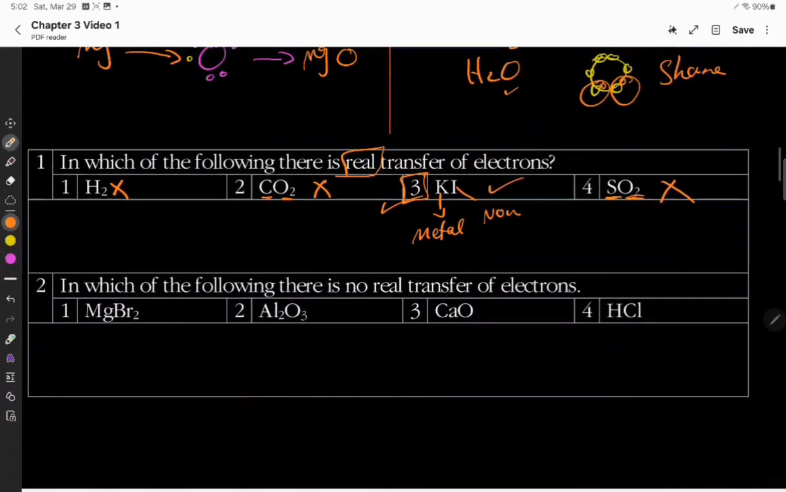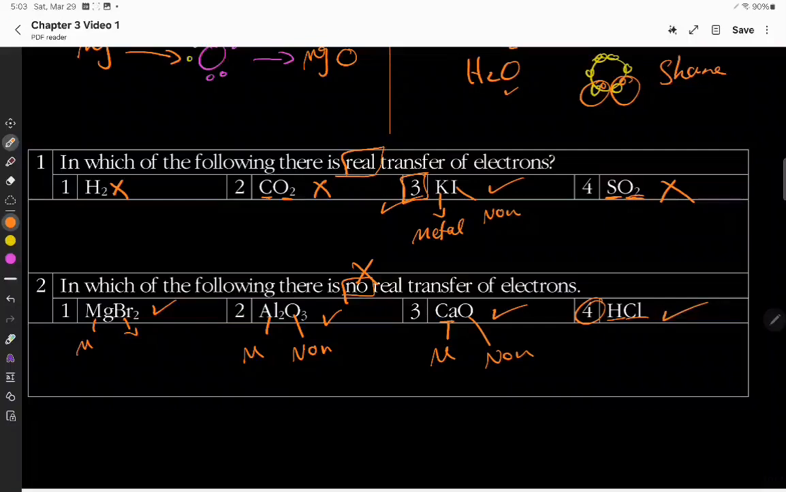Here, let's see this question. It says, in which of the following there is no real transfer of electrons? Magnesium here is metal, and bromine is non-metal. Yes, there is real transfer of electrons. If we look at the second one, aluminium is metal and oxygen is non-metal, so there is real transfer of electrons. Calcium is metal and oxygen is non-metal, so there is real transfer. Hydrogen and chlorine. Hydrogen is gas, chlorine is gas. When they combine to make hydrochloric acid, they are both non-metals. So here there is no real transfer of electrons in this compound.